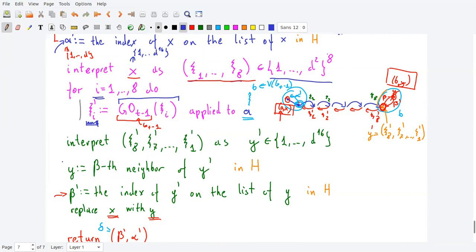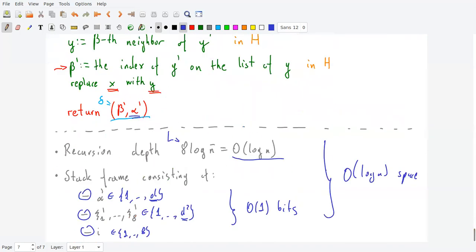Other questions? Just to finish, we have given an implementation of the procedure go in logarithmic space, which was enough to do the DFS prime in log space, which gives us the undirected reachability in log space. And this finishes the proof of the result of Reingold. Are there questions?